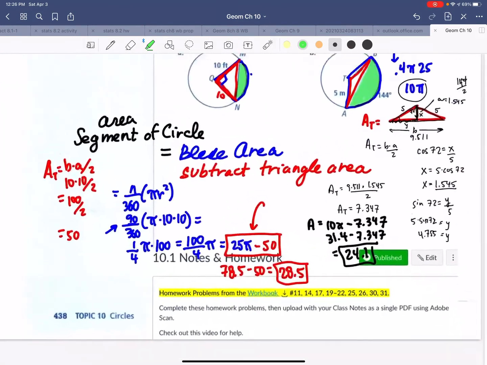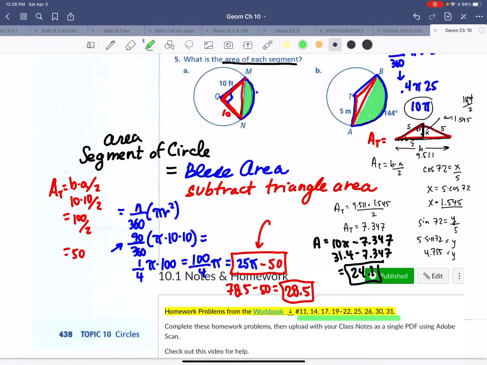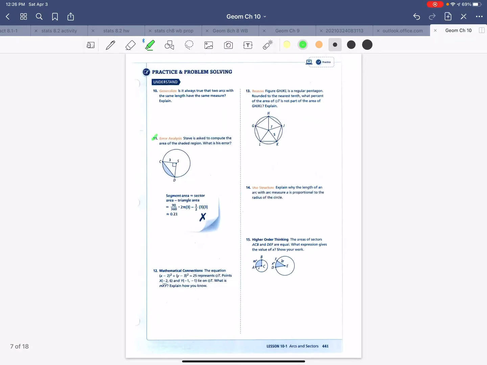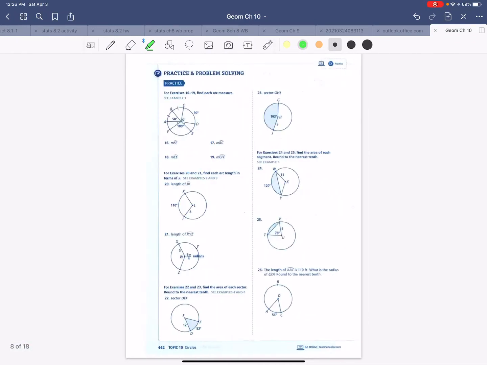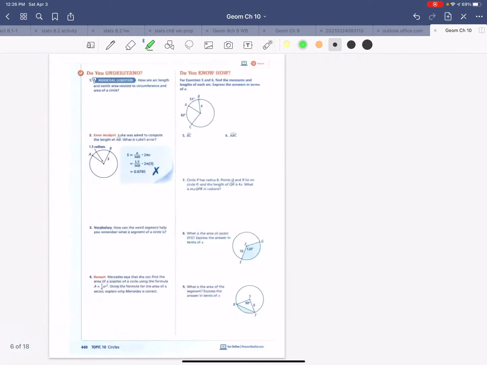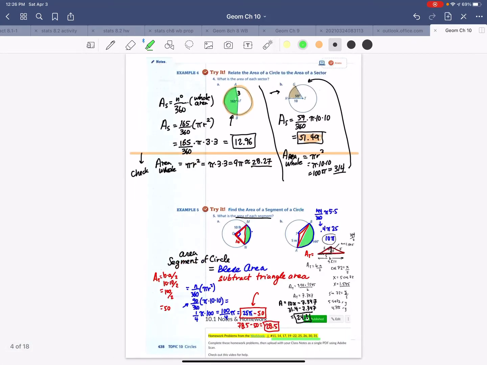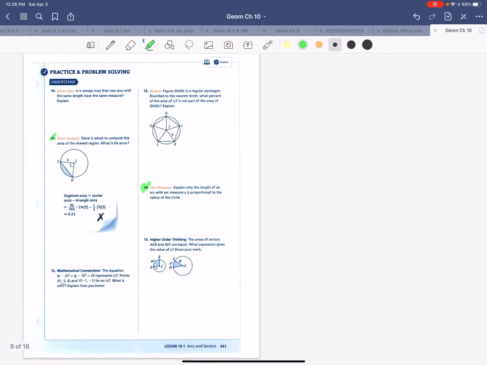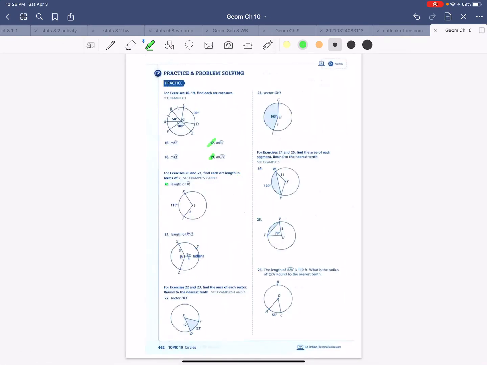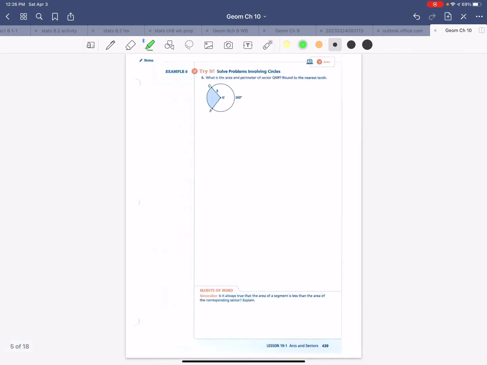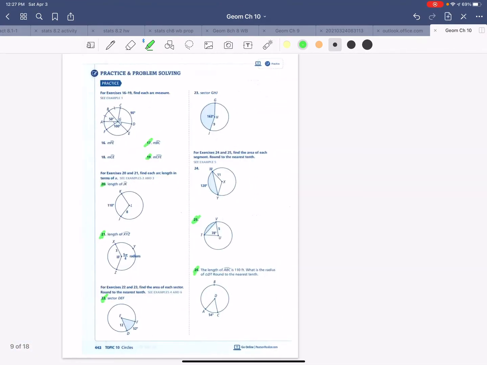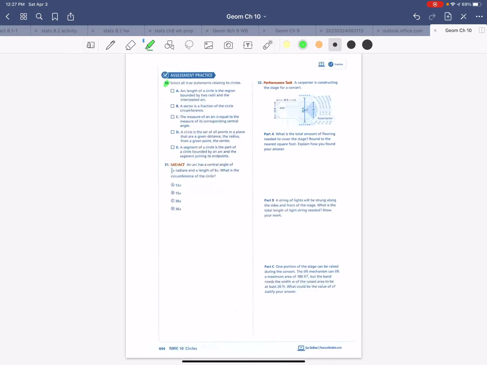Okay, so let's work through these problems. 11, 14, 17. 19 through 22, 25, 26. And then 30, 31. Beautiful. Okay.